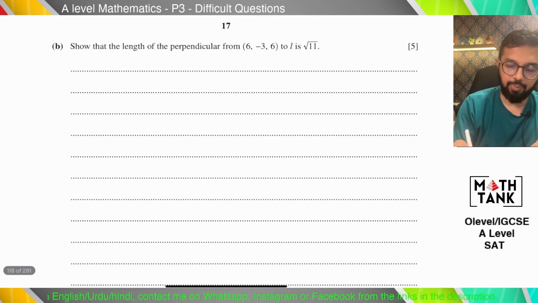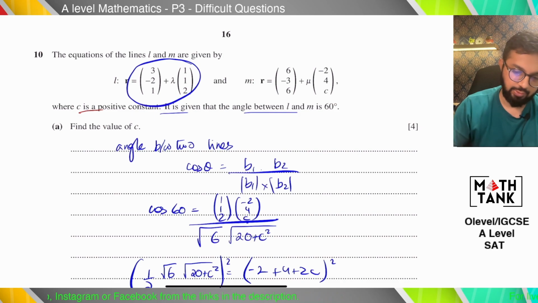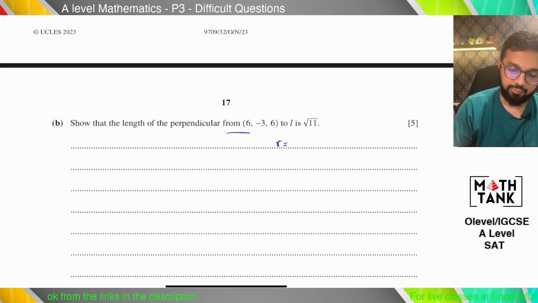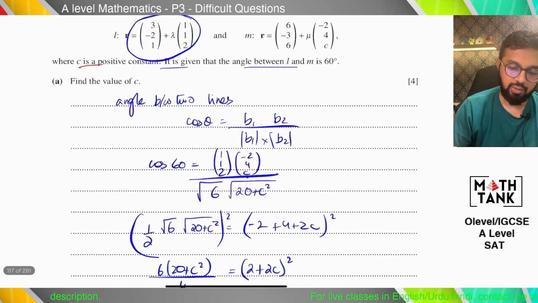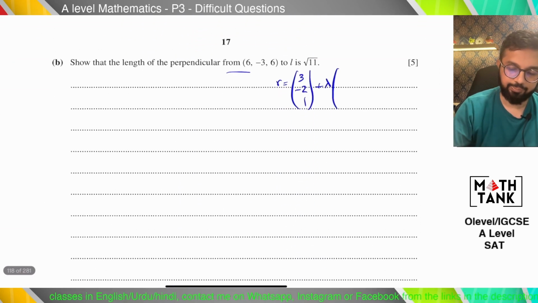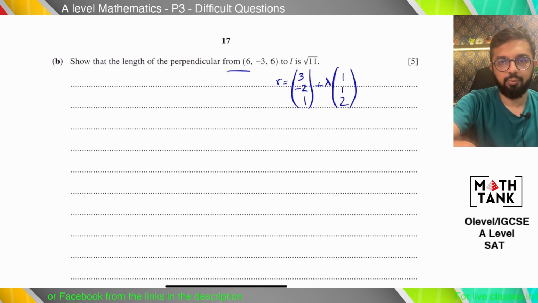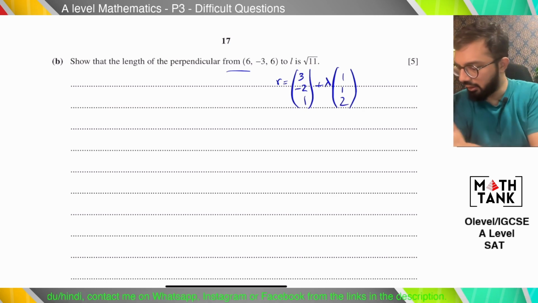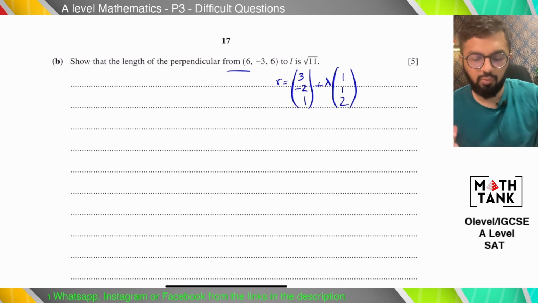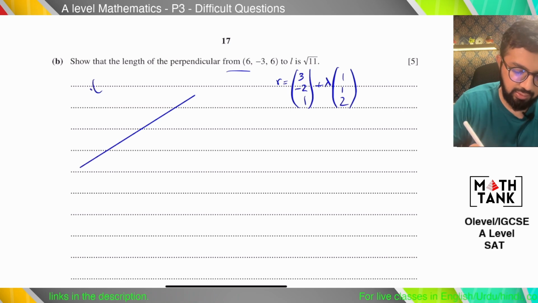Then it says show that the length of the perpendicular from 6, minus 3, 6 to L. L is the first line. So let's just write the equations first. 3, minus 2 and 1, 1, 1, 2. So, okay, then drawing this diagram from 6, minus 3 and 6.